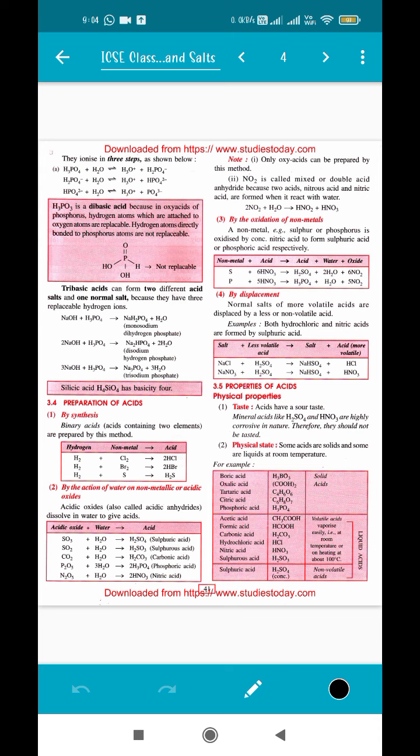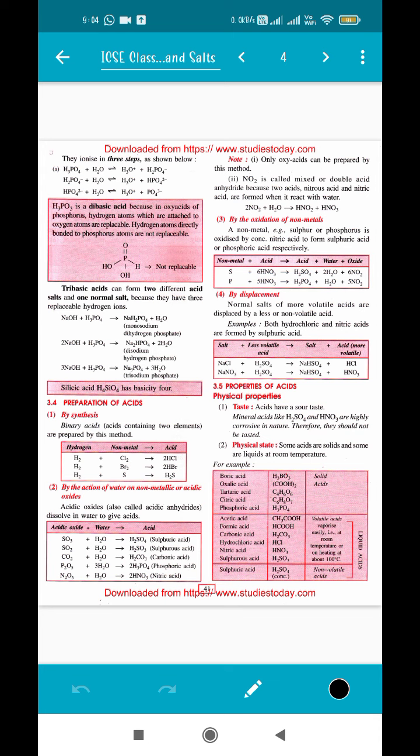Now there is a very interesting thing out here, H3PO3. There are 3 hydrogens. So again we might have the notion that it is a tribasic acid, right? But it is not true. Let's see. H3PO3 is a dibasic acid because in oxyacids of phosphorus, hydrogen atoms which are attached to oxygen atoms are replaceable. Hydrogen atoms directly bonded to phosphorus atoms are not replaceable.